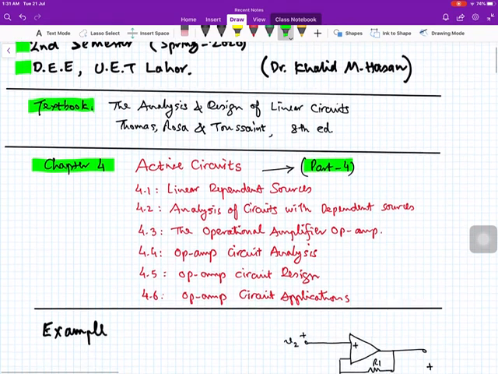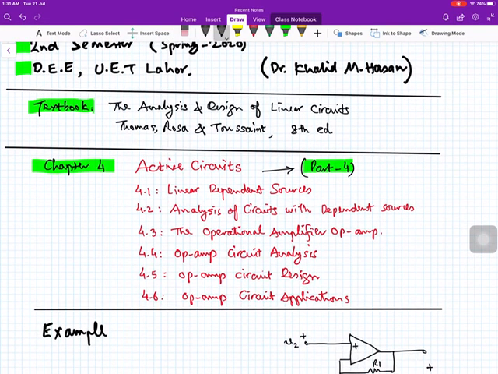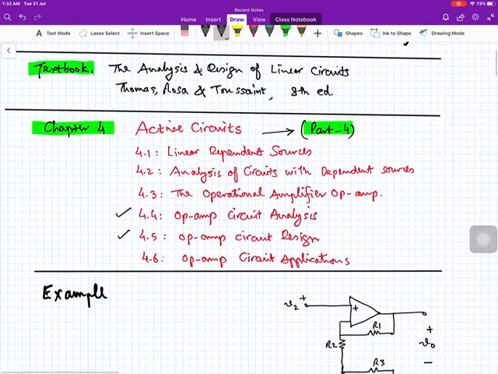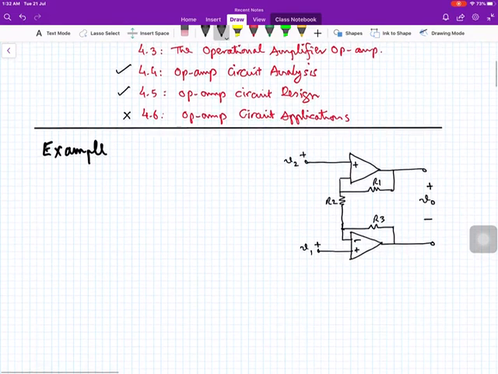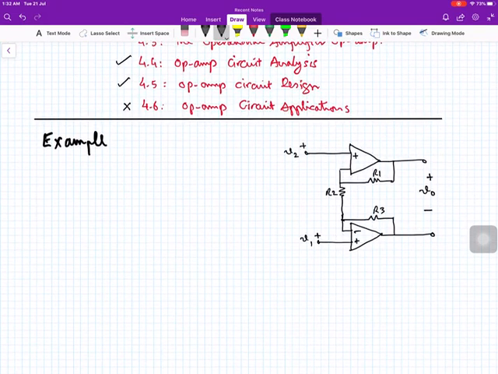This is part 4. In today's lecture, we will discuss one or two examples in operational amplifier circuit analysis and an example in operational amplifier circuit design. We will skip this for the time being, and at the end of the course, depending on the availability of time, we'll discuss section 4.6. This is an example of operational amplifier circuit analysis, or active circuit analysis.